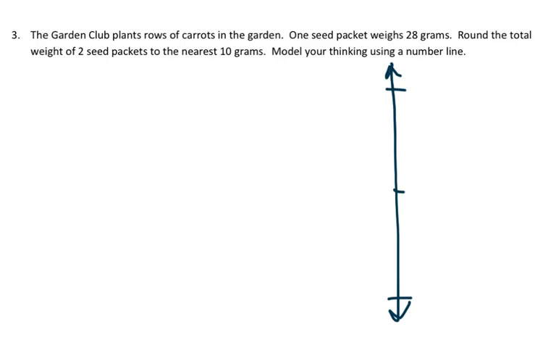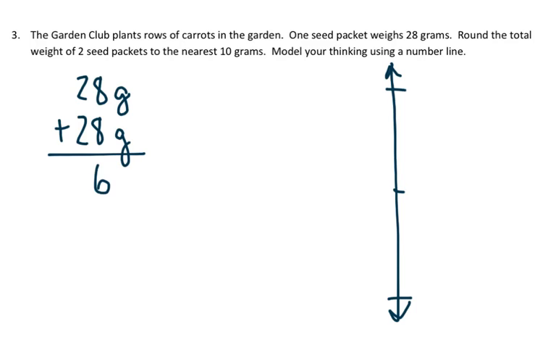I have 1 seed packet weighs 28 grams. Well, we want the weight of 2 seed packets. So 2 seed packets would be 28 plus 28, or 28 times 2. Okay, and that would be 56 grams. Now, we're going to round that total.